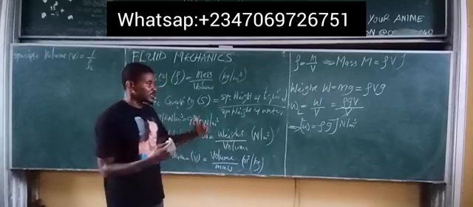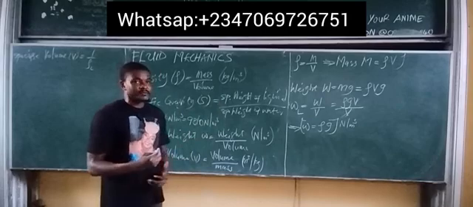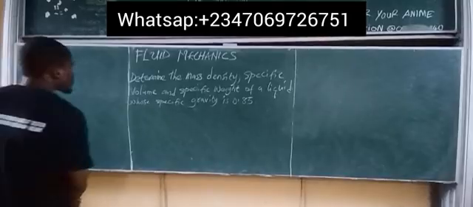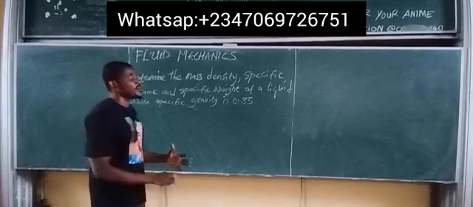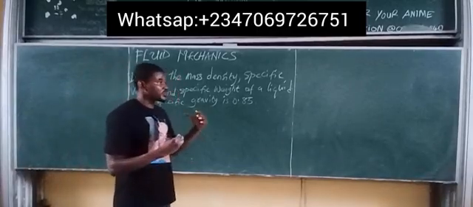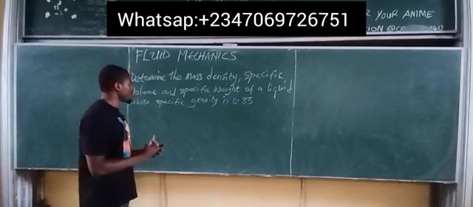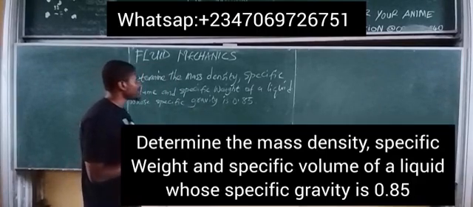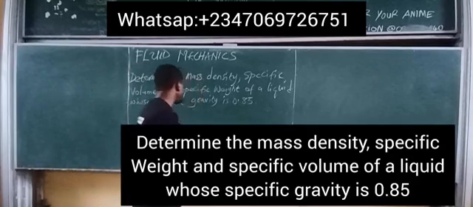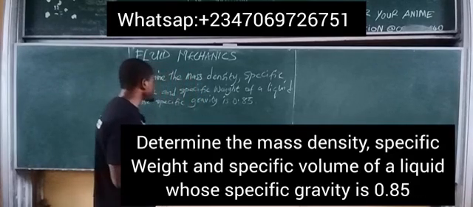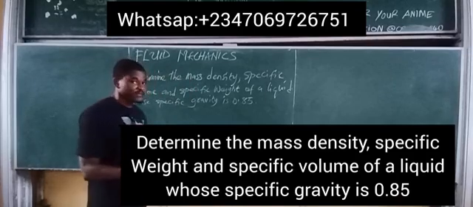Let's consider a problem and try to explain all the formulas from the problem. So to further explain what we've talked about in the previous explanations, let's consider the question on the board. It says, determine the mass density, specific volume, and specific weight of a liquid whose specific gravity is 0.85.